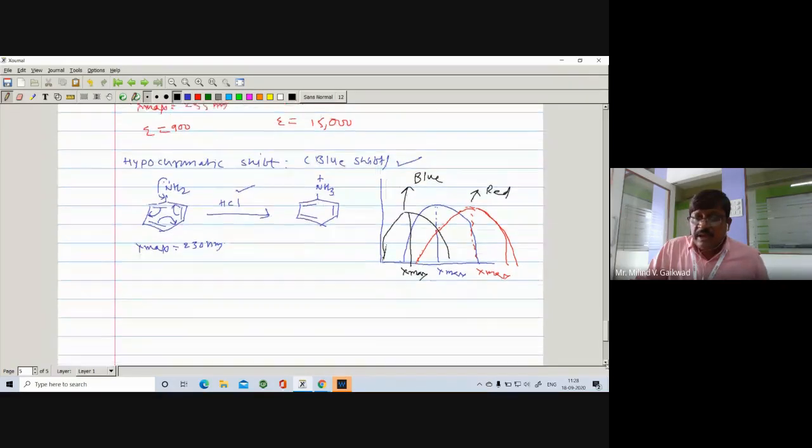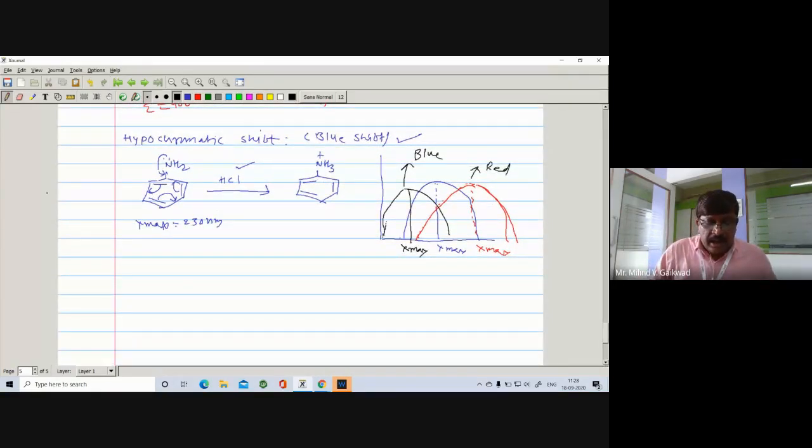Now the next two are hyperchromic and hypochromic shifts. Hyper means more, and hypo means lower.